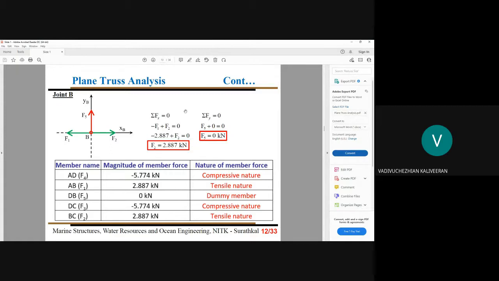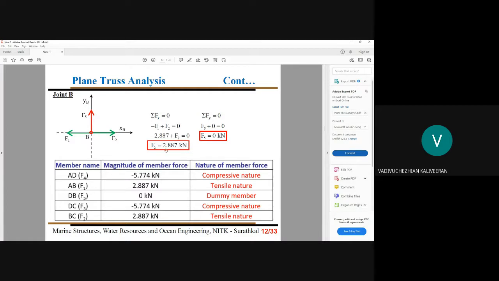Now you have to remember this: force equilibrium along the x direction equal to 0, and force equilibrium along the y direction equal to 0. Because it's a plane truss problem, we obviously have two coordinates. We already arrived at our F1, we already arrived at our F5, only F2 is missing. So through this way, force equilibrium along the x direction equal to 0 gives minus F1 plus F2. You know our F1, so now the F2 part is 2.887 kilonewton.